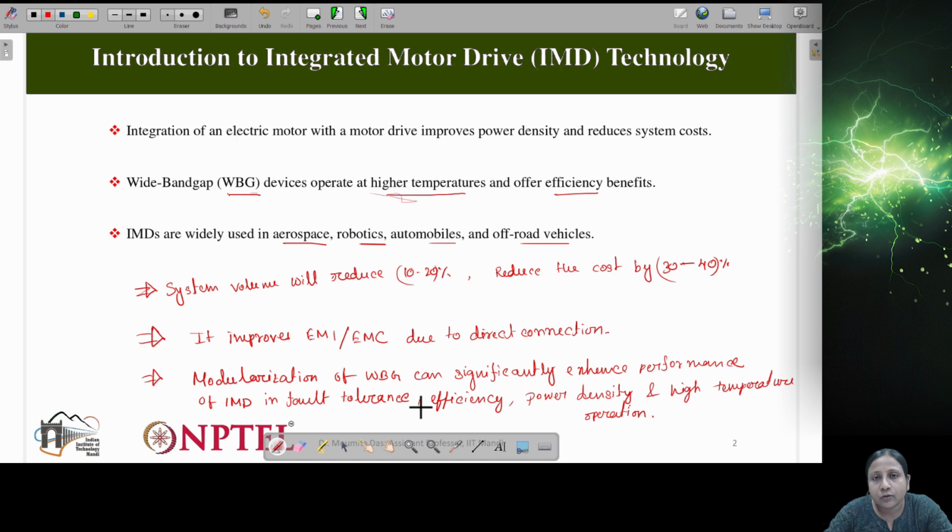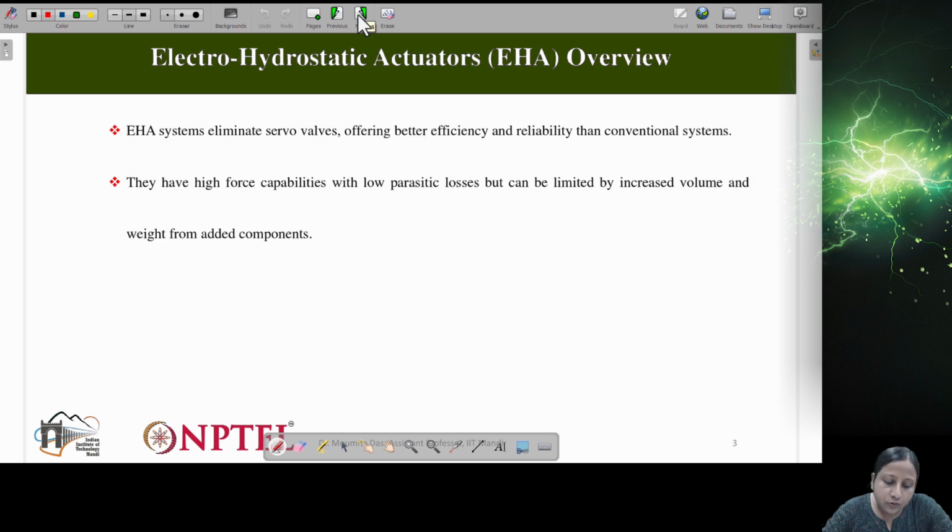Right now, wide bandgap devices are suitable to operate at much higher temperature. It is expected that they will be suitable to operate for this kind of drives. Now, you can see here this electro-hydrostatic actuators overview. The full form is electro-hydrostatic actuator, so it is known as EHA. EHA systems eliminate servo valves, offering better efficiency and reliability than the conventional system.